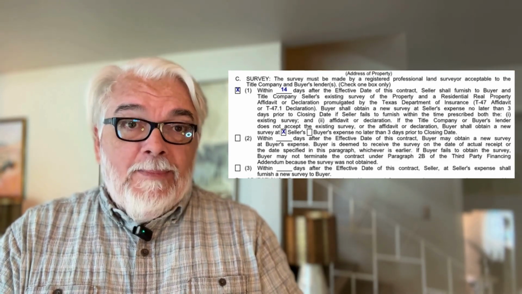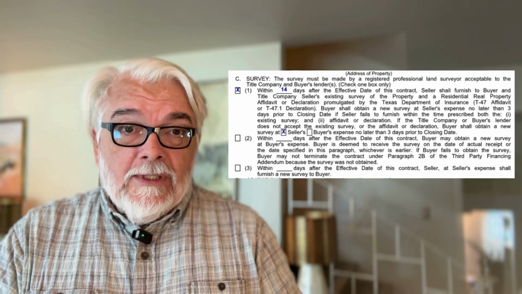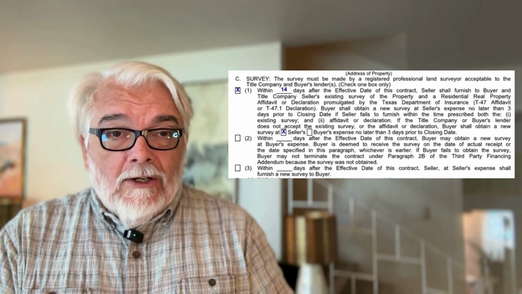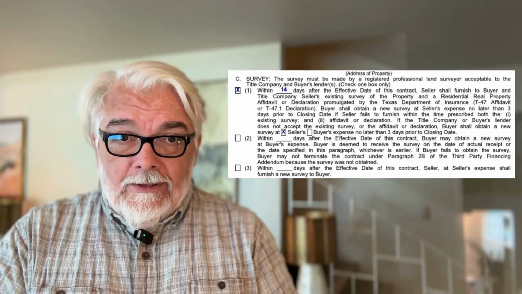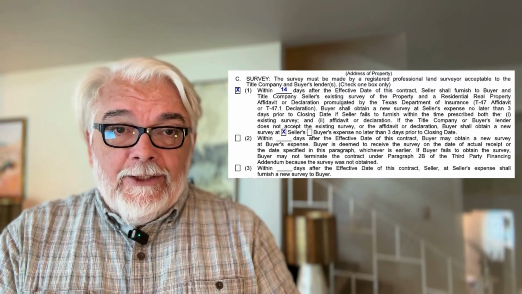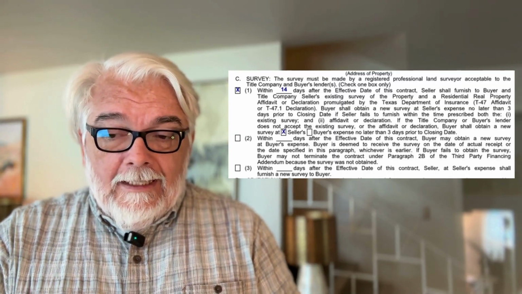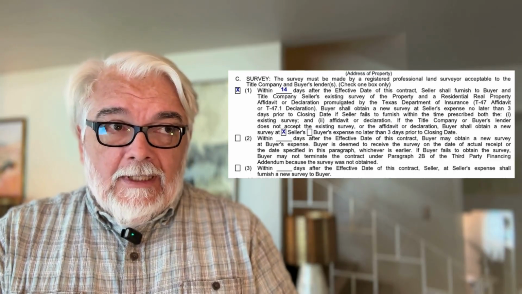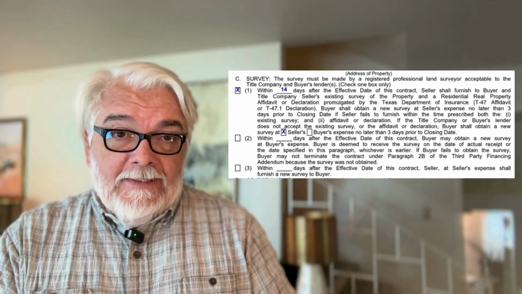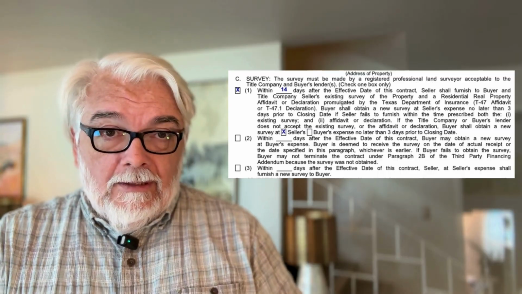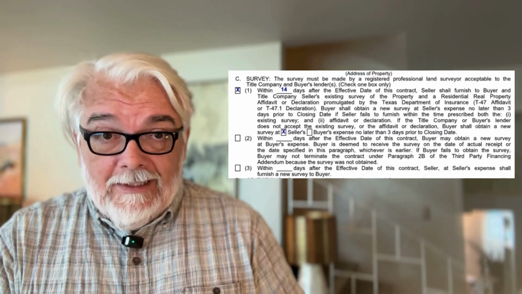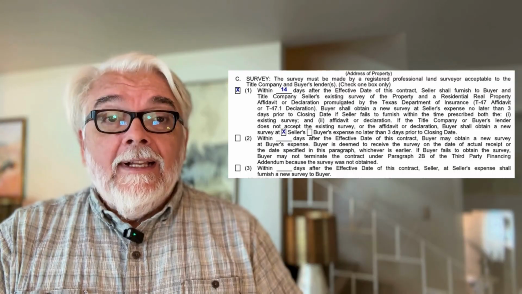The survey has to be approved if they're going to use an old one by 2 entities. And those 2 entities are the title company underwriters and the lender, if there's a lender involved. Why would a survey not be acceptable? A survey may not be acceptable if it doesn't have the surveyor's seal, or if for some reason the surveyor lost his license because he was a nefarious individual.